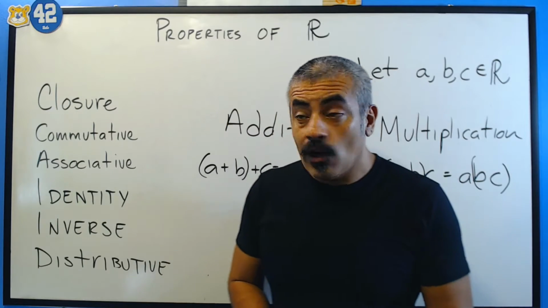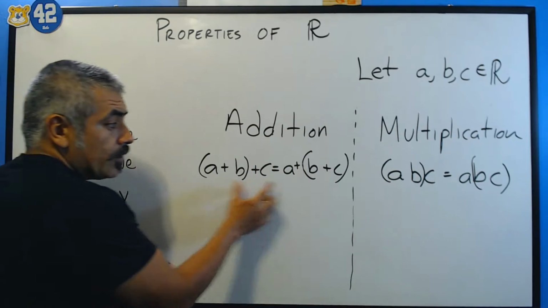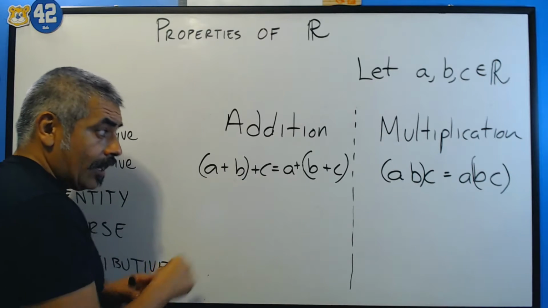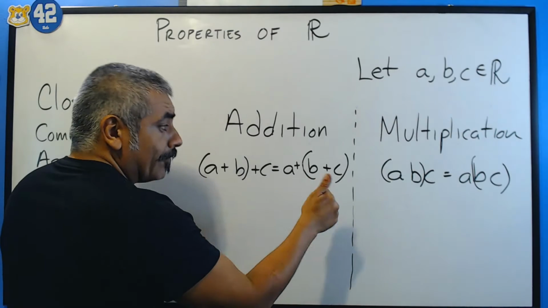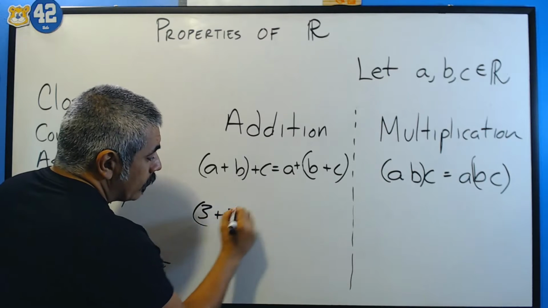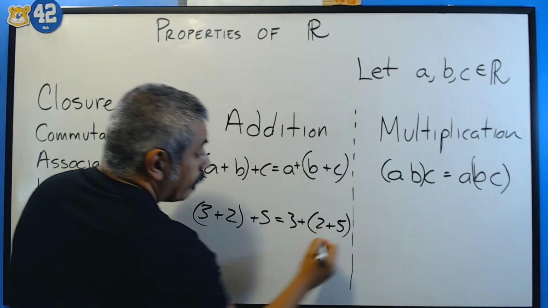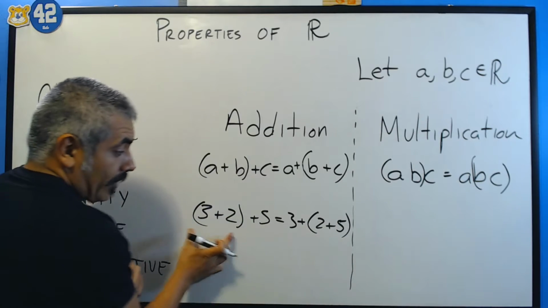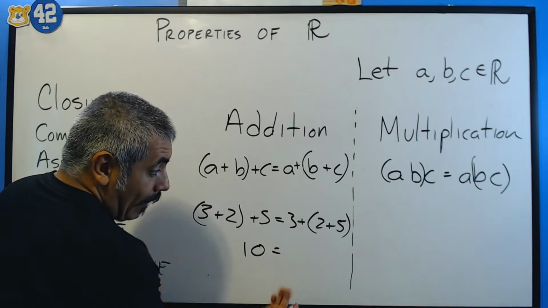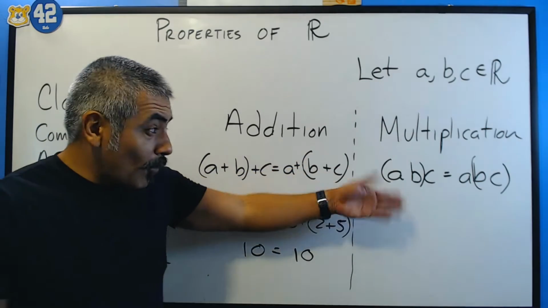The next property that we're going to go over is going to be the associative property. And the associative property for addition tells you that you can switch the order that you're adding. So you can add A plus B first and then add C, or you can add B and C first and then add A. So as an example, we can have 3 plus 2 plus 5 equals 3 plus 2 plus 5. The only thing I'm doing is switching the order that I'm adding. I'm going to add these two first, and I get 5 plus 5 equals 10. Now I'm going to add these two first, which I get 7 plus 3 equals 10. The associative property for multiplication says the same thing.